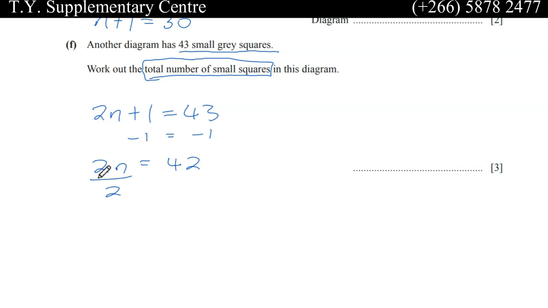And then this 2 is multiplied by the n, so to leave n only, remember you undo multiplication by dividing, so we'll have to divide by 2 on both sides, so the 2's would cancel, and then n would be equal to 21. So this means in diagram number 21, that is where you will have 43 small gray squares. But then remember what the question wants. It says work out the total number of small squares in this diagram.